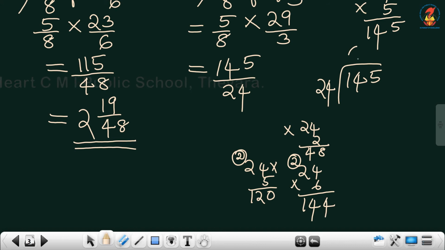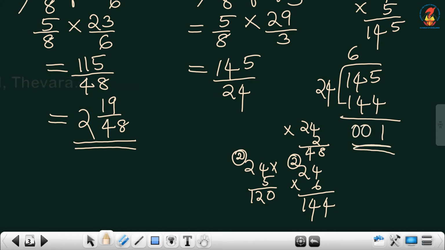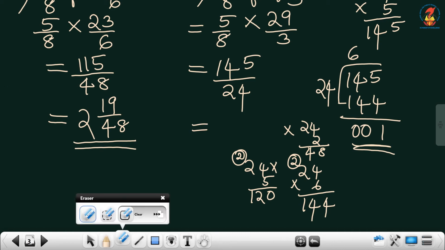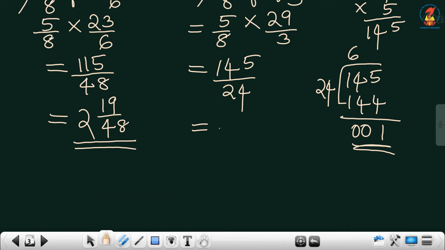So, which multiple will we take? 24 into 6 is 144. 5 minus 4, 1. 4 minus 4, 0. So, what is the final answer we got here? Quotient, remainder by divisor. Quotient, remainder by divisor.